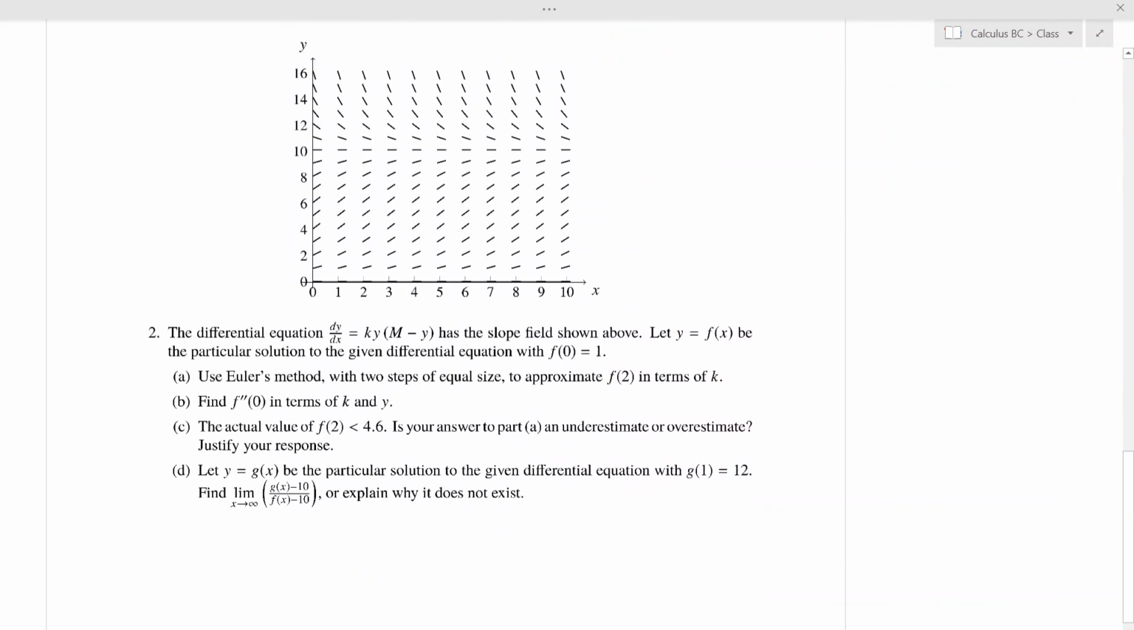Now, I've got this one. This is a logistic model. Remember, we learned that, right? It looks like, just by looking at the slope field, that the carrying capacity is 10, right?